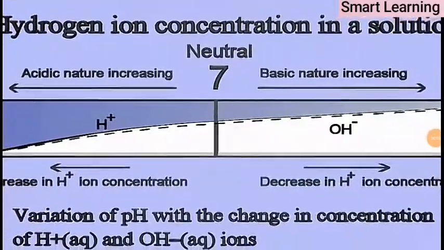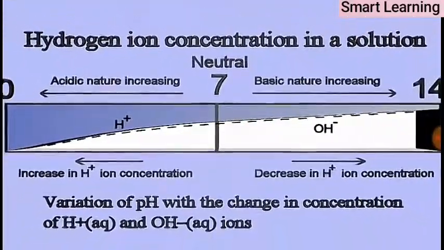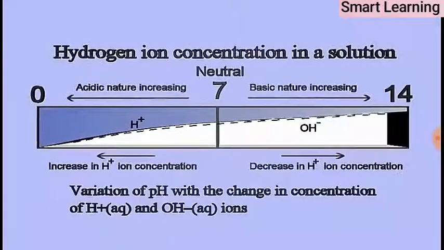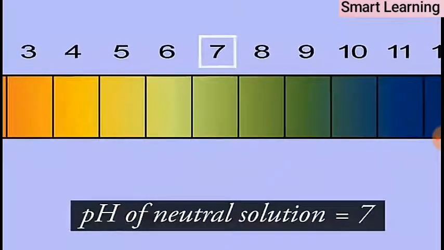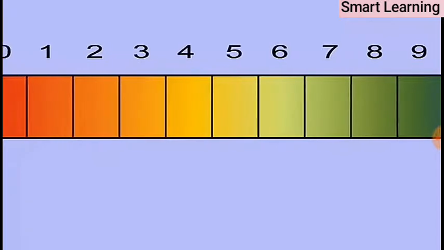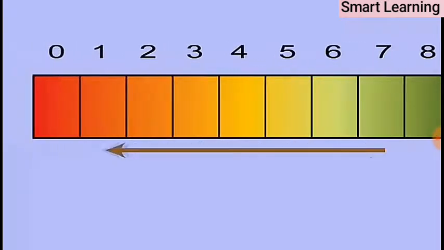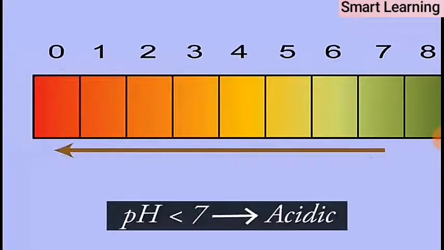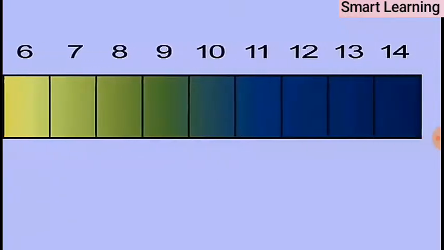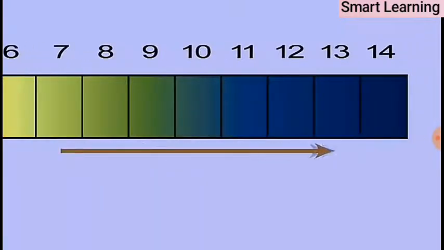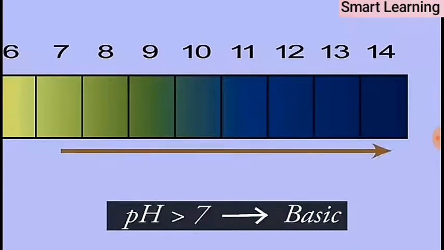pH is the measure of H+ ions present in a solution, indicating the acidic or basic strength of the solution. The pH of a neutral solution is 7. Values less than 7 on the pH scale represent an acidic solution. Whereas, with the increase in the values from 7 to 14 on the pH scale, the basic strength of the solution increases.